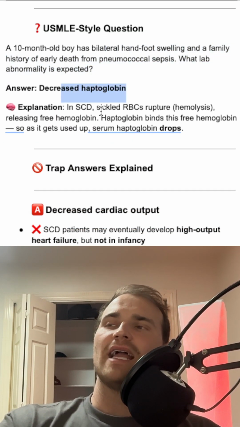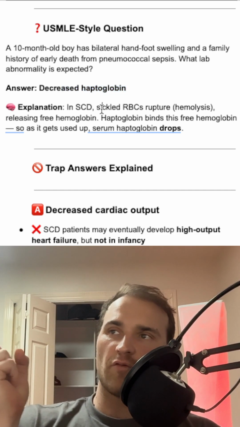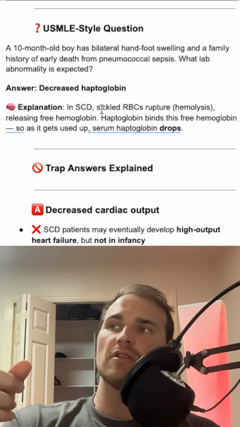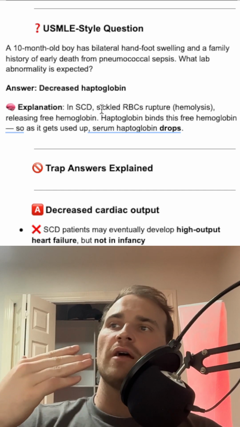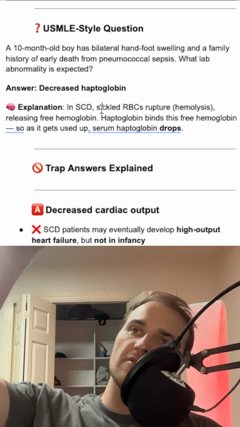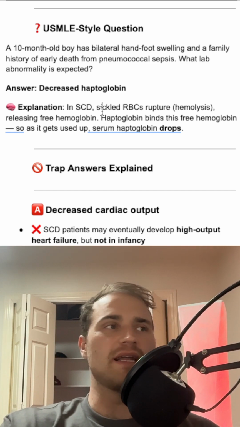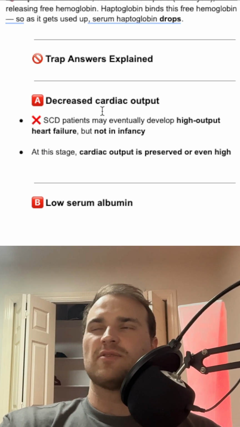Decreased haptoglobin. So in sickle cell, the sickled red blood cells will rupture, and that releases the hemoglobin, and the haptoglobin binds to this free hemoglobin. So as it gets used up, the serum haptoglobin goes down. So here, serum haptoglobin loves binding to that free hemoglobin. And so let's look at some trap answers.